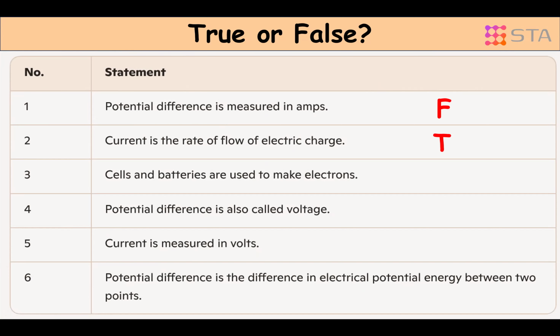Number three, cells and batteries are used to make electrons. That is patently false because they don't make electrons. The electrons are there in the conductors. Number four, potential difference is also called voltage. That is indeed true. Number five, current is measured in volts. False, it is measured in amps. Number six, potential difference is the difference in electrical potential energy between 2 points. That is absolutely true.